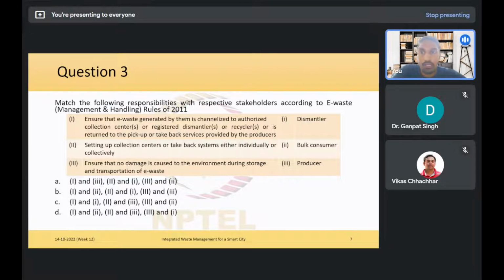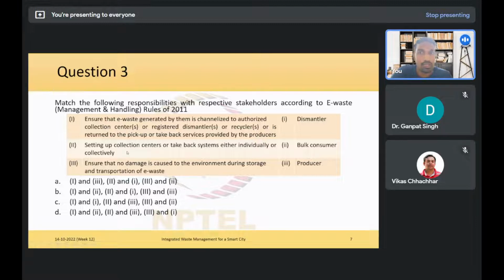Okay, so question three is we are given a set of responsibilities in the second column. We have to match those with the correct stakeholder given in the last column, right? So the responsibilities are: ensure that the e-waste generated is channelized to authorized collection centers, dismantlers, or recyclers, or is returned to the pickup or take back services provided by the producers.